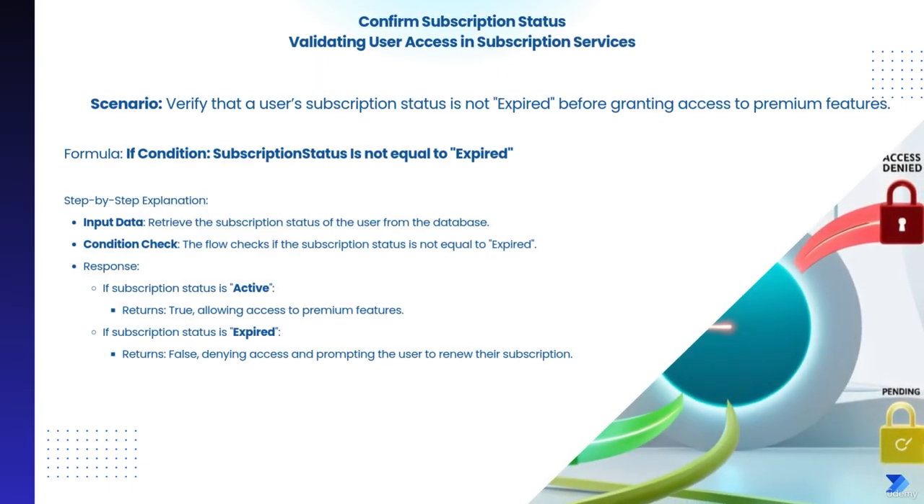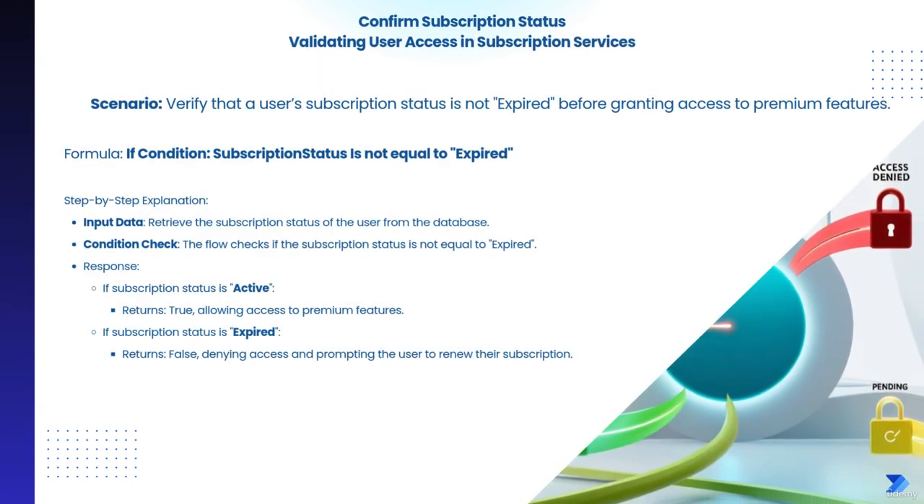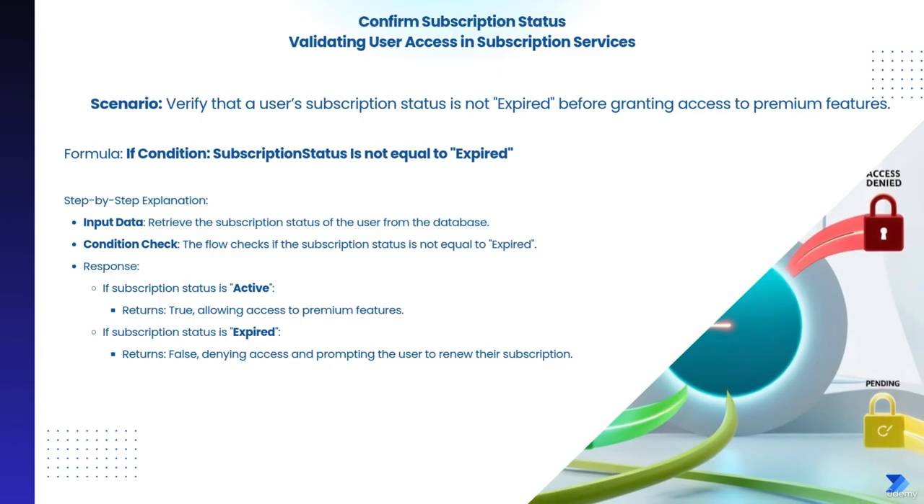Example 3: Confirm subscription status. Scenario: in a subscription-based service, you need to verify that a user's subscription status is not expired before allowing access to premium features. Formula: if condition, subscription status is not equal to expired.